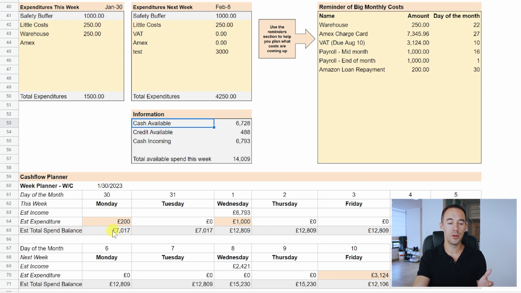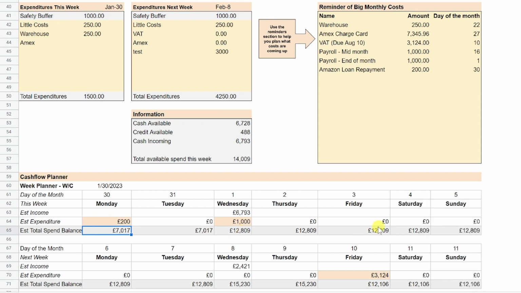And then what it's going to do is it knows the balance because you've done the bank balances today, and it's just going to adjust that total spend balance over the course of the week, so you can just see how the balance of all the money is going to change. And again, it'll do it for this week and for next week.